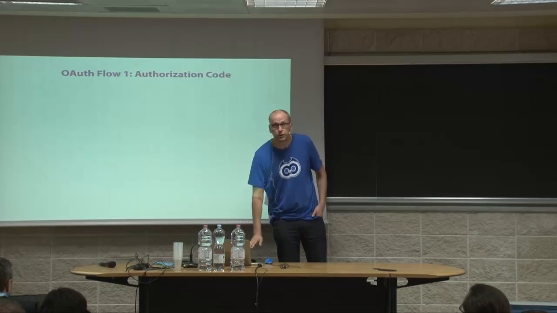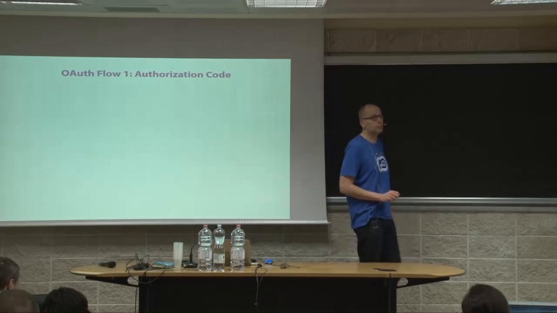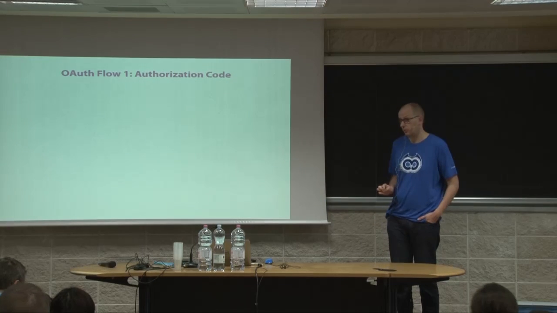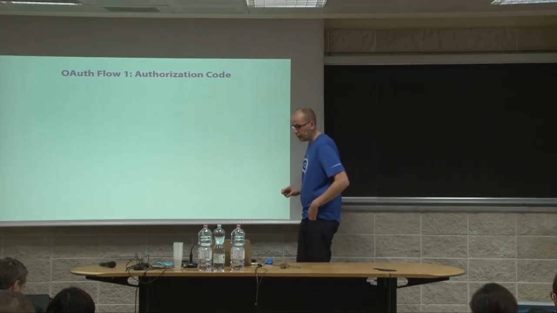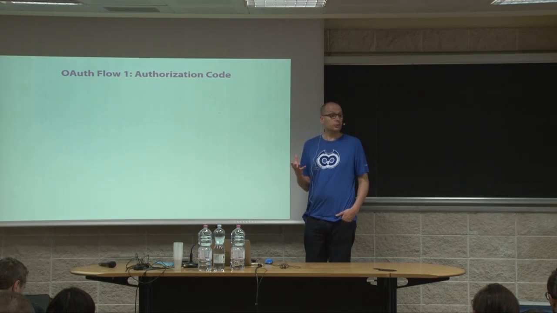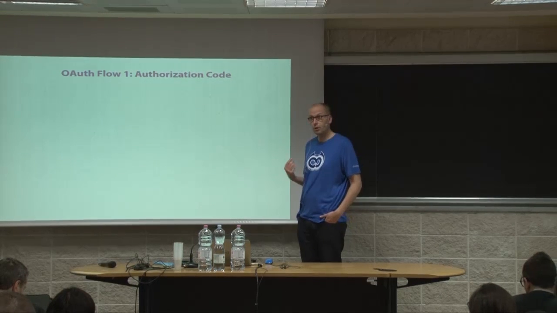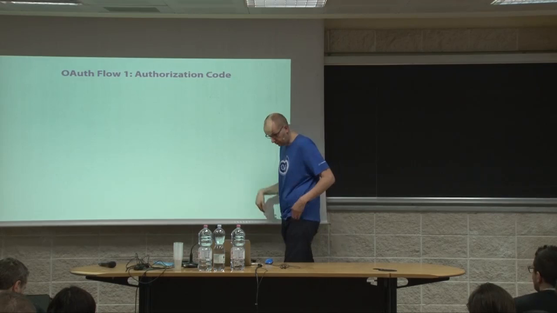The first one is authorization code. This is by far the most used flow in OAuth2. And that's because this flow supports refresh tokens. And the other one I'm showing you doesn't.